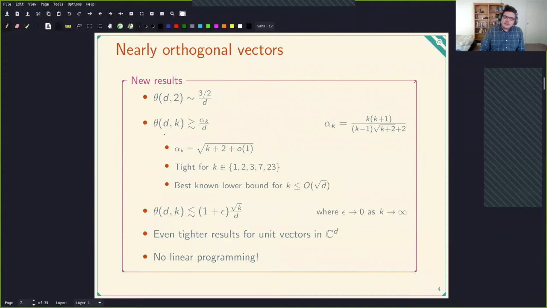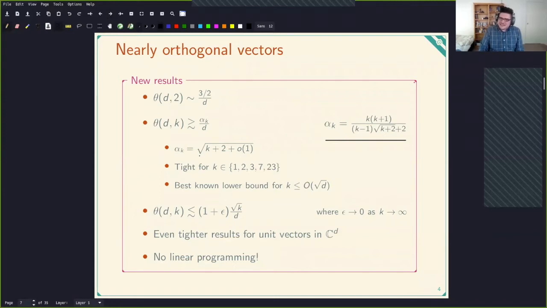So it turns out the Welch bound isn't actually tight for d plus 2 vectors, and 3/2 is the right answer. And in general, we can improve on the Welch bound by saying it's at least asymptotically some constant depending on k divided by d, with this kind of messy looking constant over here. Now, this constant looks like a mess, and it is a mess.